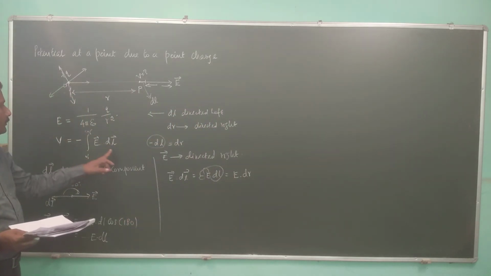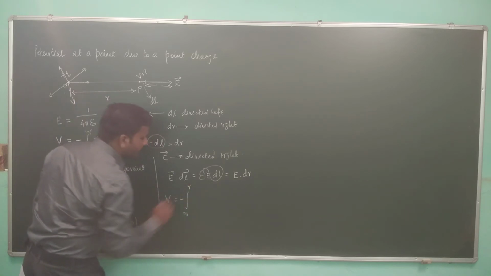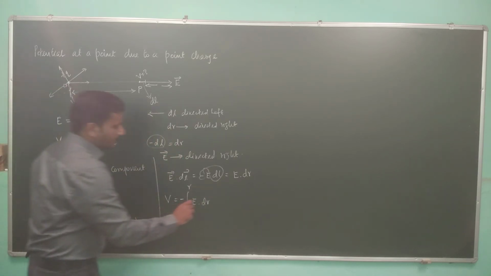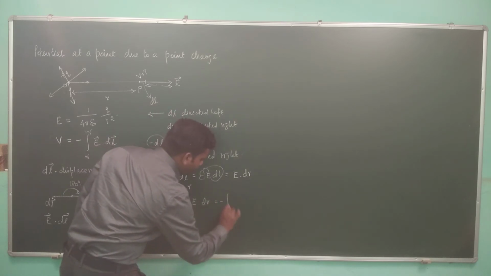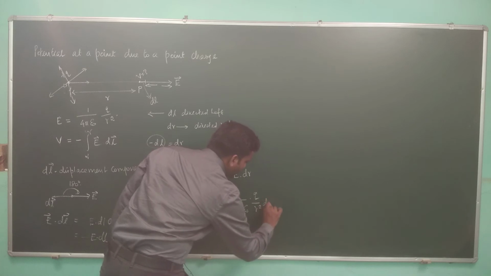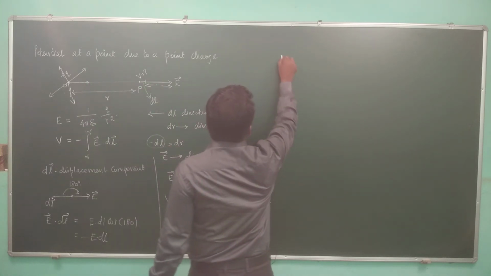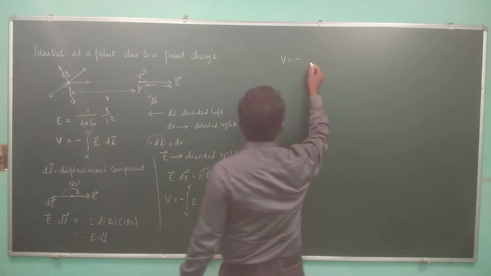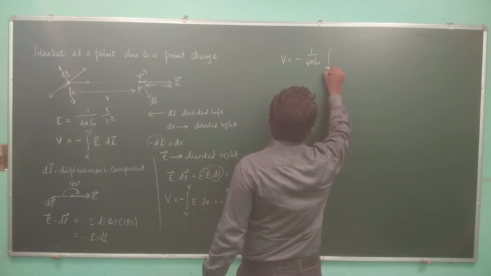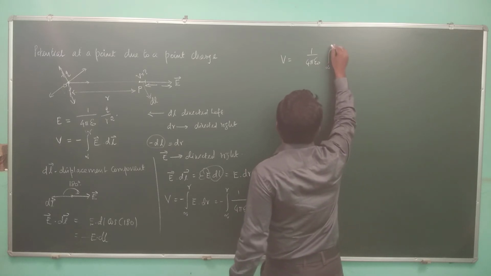So here you can put E dot dr. So V becomes the integral from infinity to r of E dot dr. We have the expression for E, that is nothing but the integral from minus infinity to r of 1 by 4 pi epsilon naught q by r square into dr. So V is equal to minus 1 by 4 pi epsilon naught, integral of, let us bring minus inside, infinity to r.